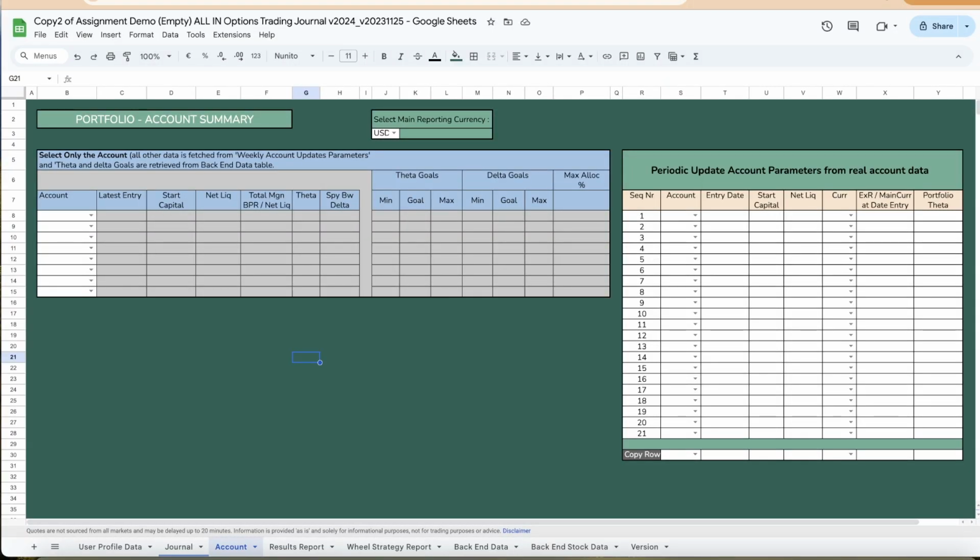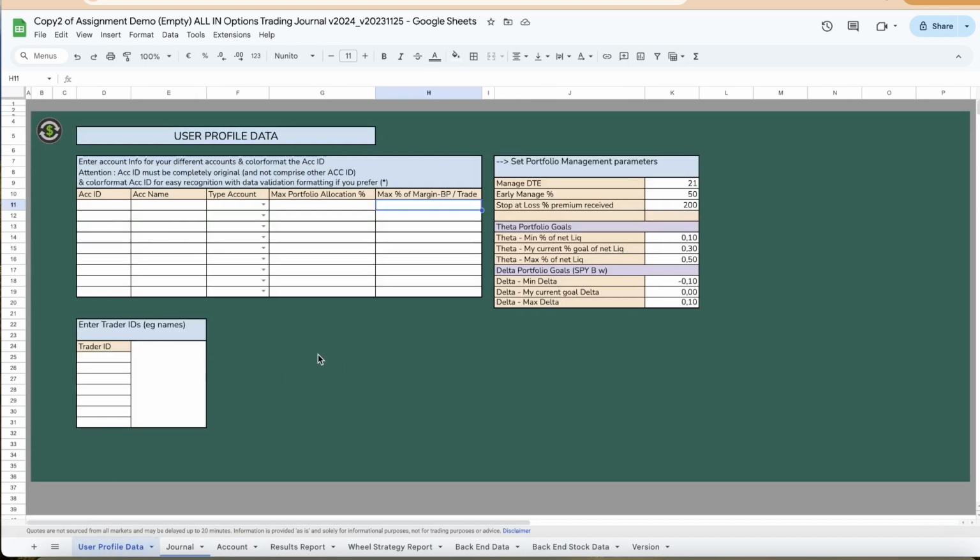One of our users asked me to demonstrate this in a video, and this is what I will be doing right now. First of all, let's start by creating a user profile very quickly in this demo. I will call the trader ID just trader1. And the account is demo account. Account name doesn't really matter, but I will call it account 1. Type of account is a margin account. Maximum portfolio allocation for the whole of the account, let's put it at 50%. And per trade, let's call it 10%.